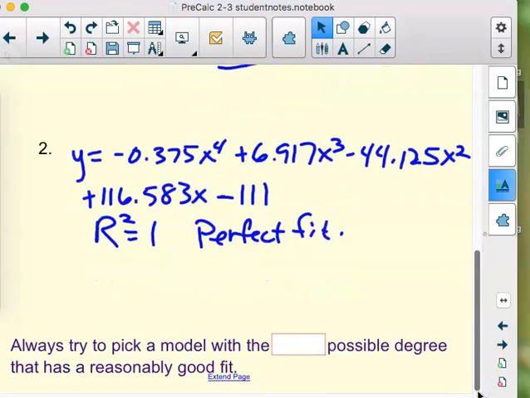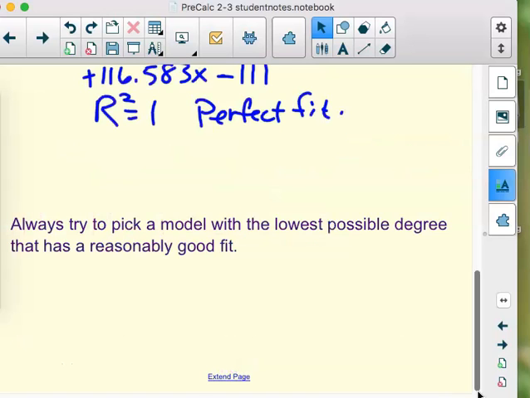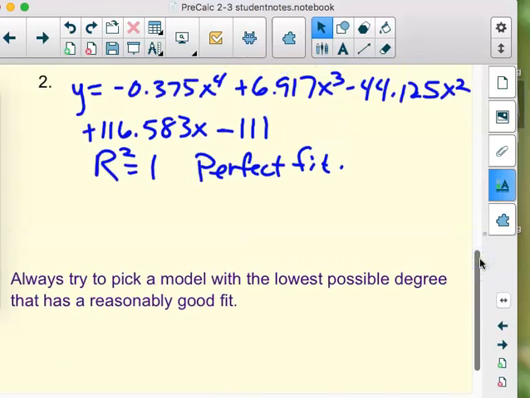Now, down at the bottom, it says, always try to pick a model with the lowest possible degree that has at least a reasonably good fit. Absolutely, that's what we want to do. So we want to watch that uppercase R squared, which is the coefficient of determination, but we also want to look for the correlation coefficient, if that shows up, and try to get something as close to 1 as we possibly can. All right, turns out, since I already had those punched in, we can go back and do that other volume problem as well.